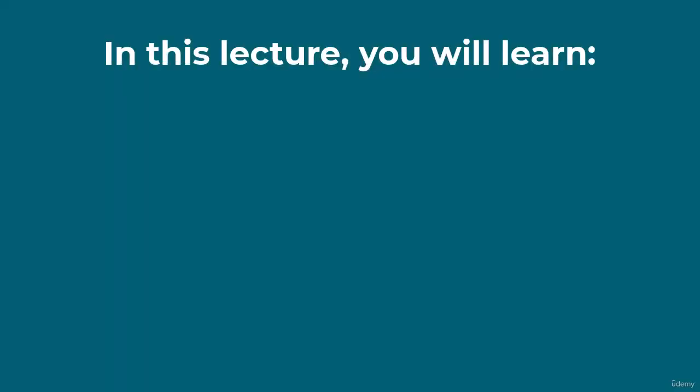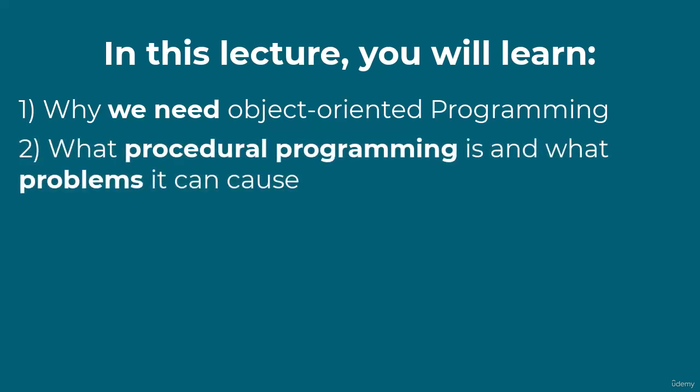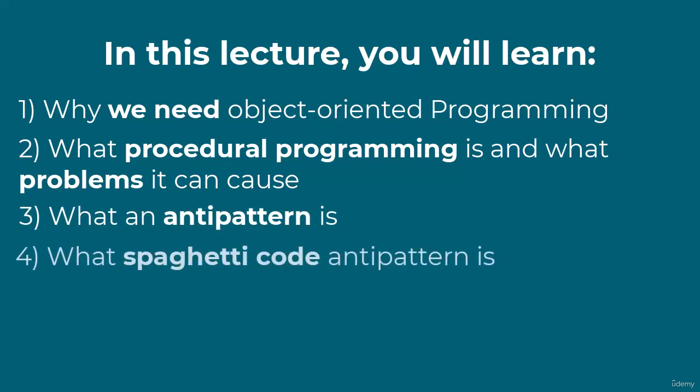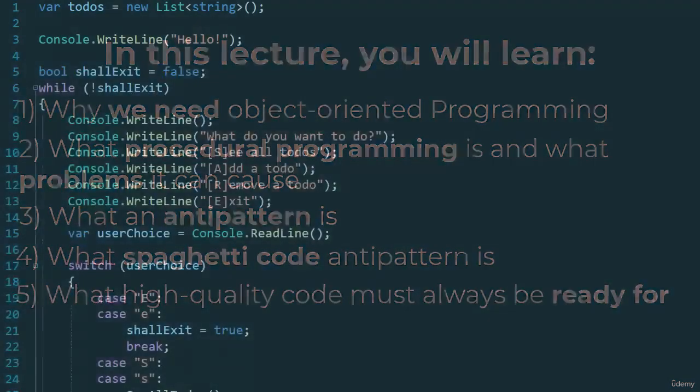In this video, we will analyze the issues in the code of the To-Do List app. This will help us understand why we need object-oriented programming. We will learn what procedural programming is and what problems it can cause. Additionally, we will understand what an anti-pattern is and, specifically, what spaghetti code anti-pattern is about. Finally, we will learn what high-quality code must always be ready for.